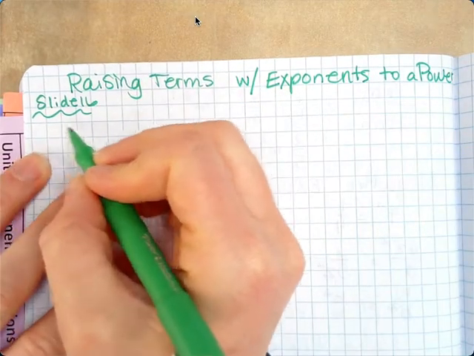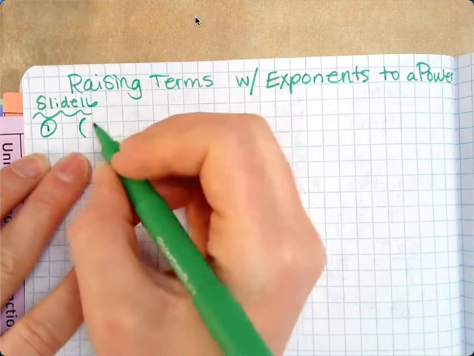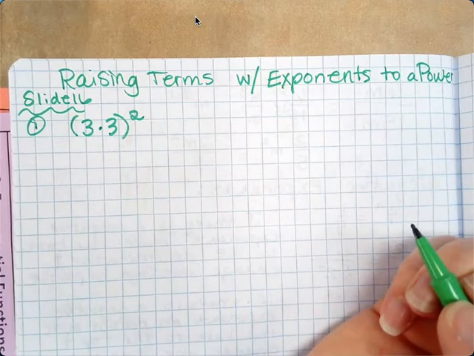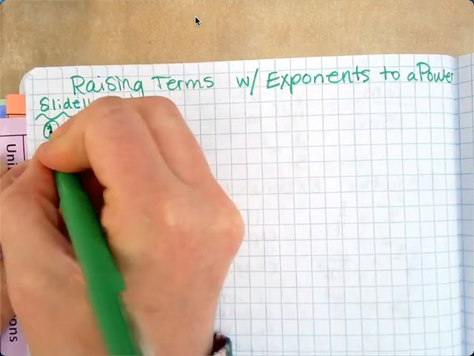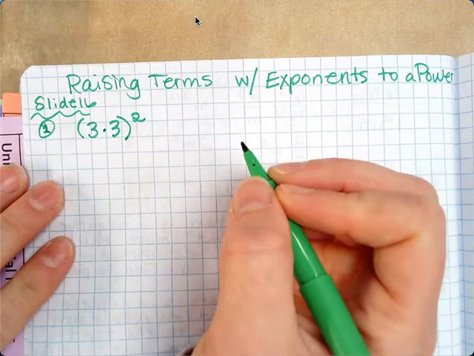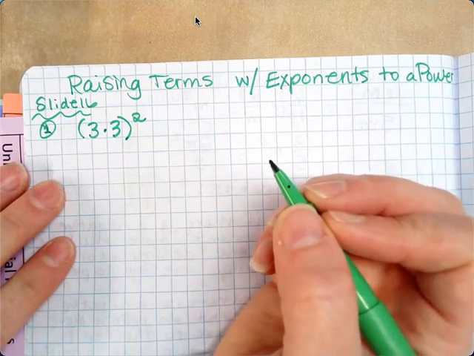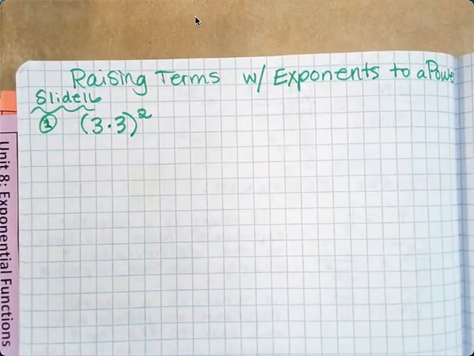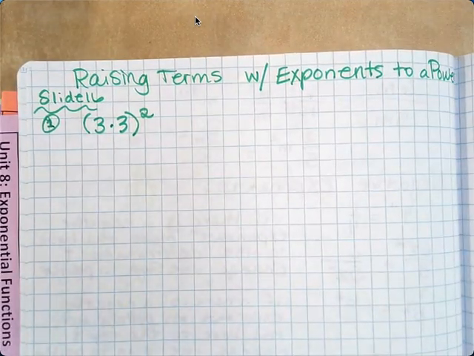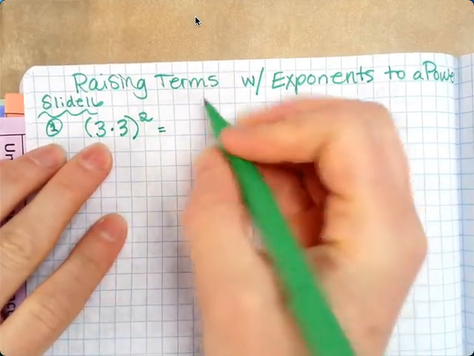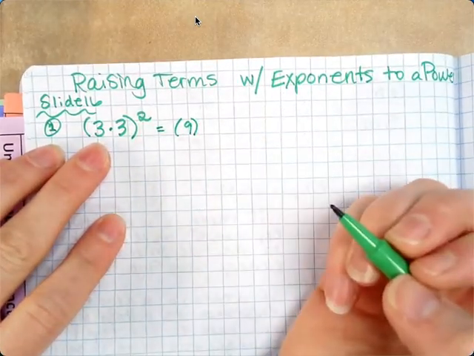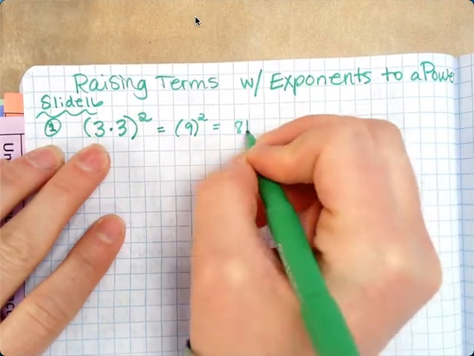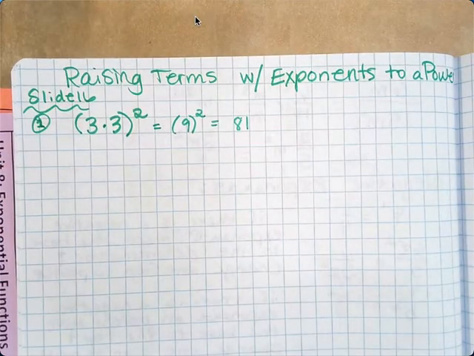Our first problem is, let's put in parentheses, 3 times 3 to the second power. All right, so how do we do this? Remember order of operations, what did I say to do first? Parentheses, yep, so 3 times 3 is 9. Then we do 9 squared. 81? Y'all good with that one?